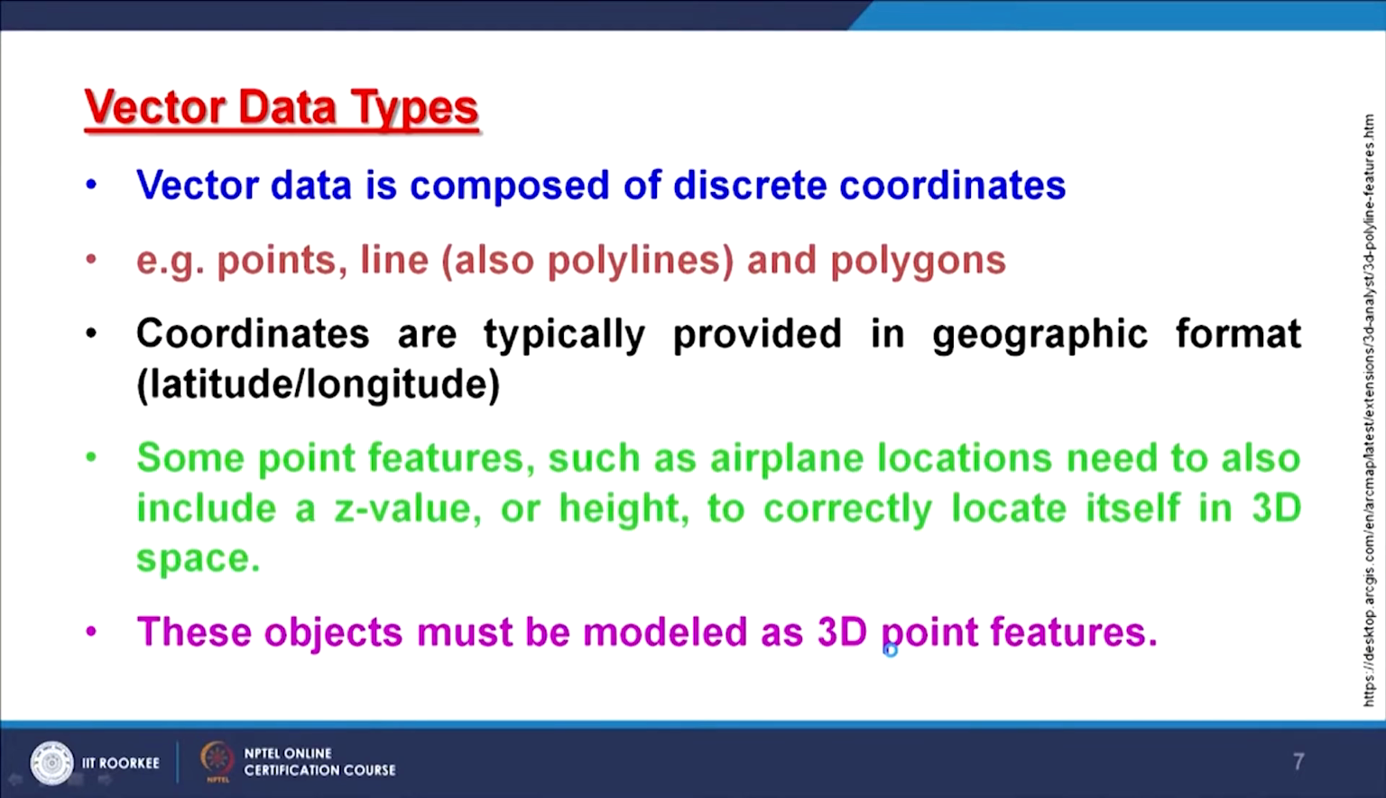So these objects must be modeled as 3D point features. If we want to have the z value all the time, it has to be stored as non-spatial information in the attribute table, whether it is the height of a plane, the depth of a well, or any other information which requires a third dimension to be stored, it can be stored in that manner.